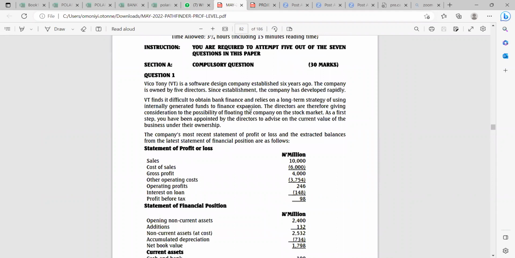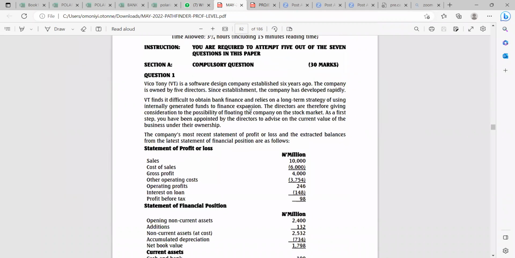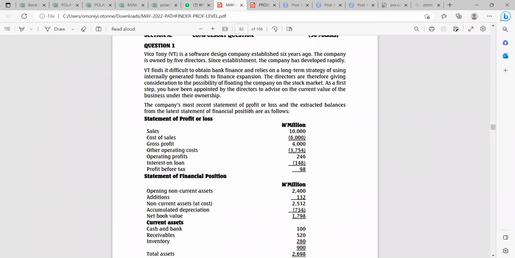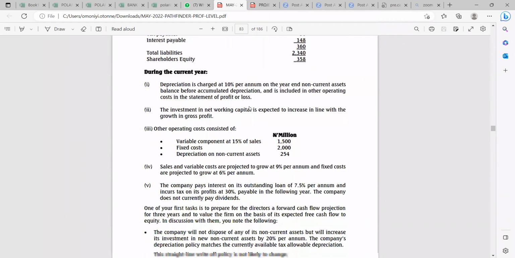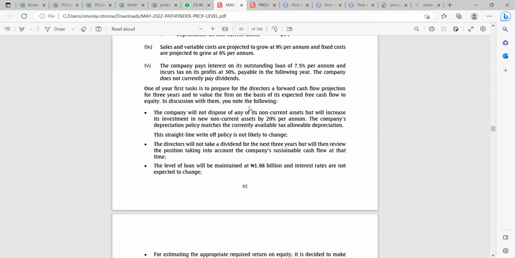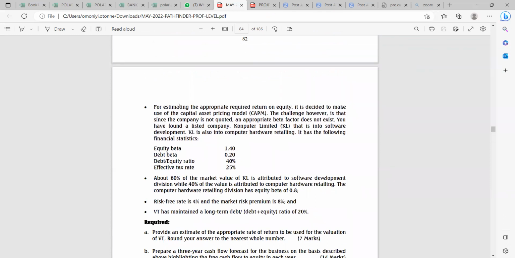Look at it. Question number one, composite question. Look at this, same question. Now look at this statement. They say it's on a software company, with the financial position. During the year, they gave all of this and all of that. Now look at it. Can you see here? For estimating the appropriate required return, it is decided to make use of the CAPM. The challenge, however, is that since the company is not quoted, the appropriate beta factor does not exist. You have found a listed company, Computer Limited, that is into software development.